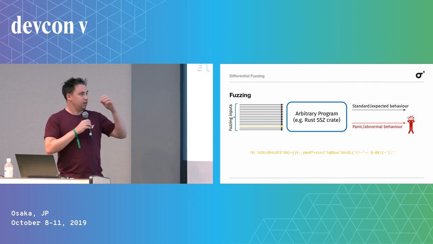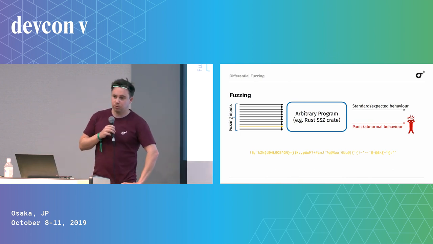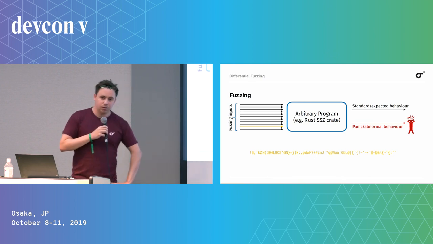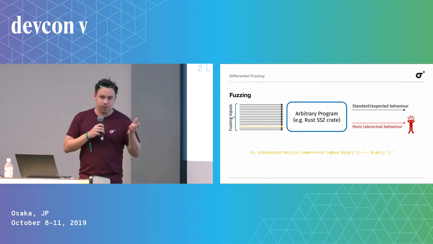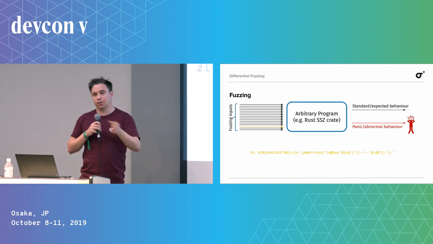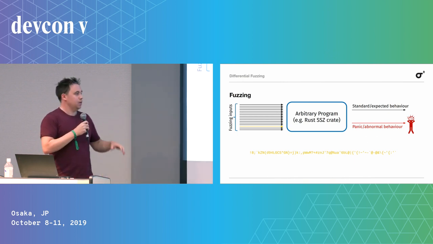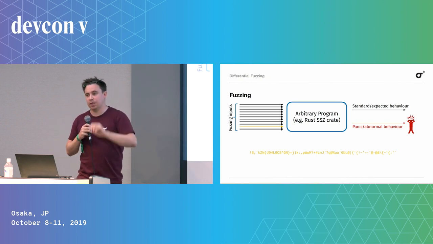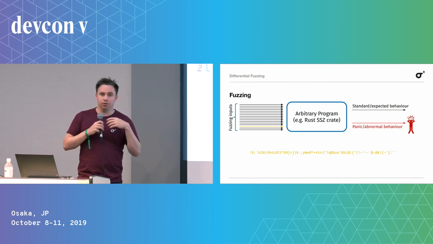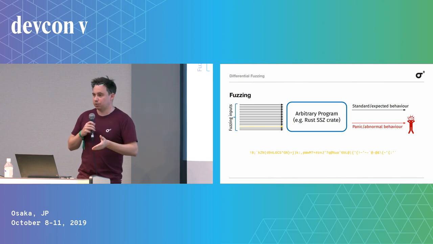Fuzzing is a security analysis tool used to find abnormal behavior in software. If we consider an arbitrary program, for example a Rust SSH crate, you can think of this as just an arbitrary function that has a set of inputs and a set of outputs. A fuzzer generates arbitrary data, puts it in as inputs, and verifies that the outputs are what you expect, or if you have something explode, then you know something's wrong with your code.